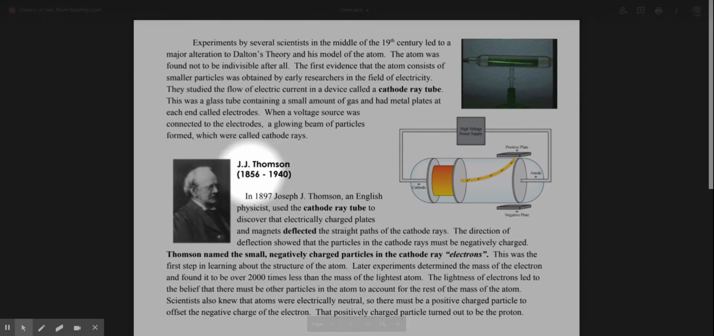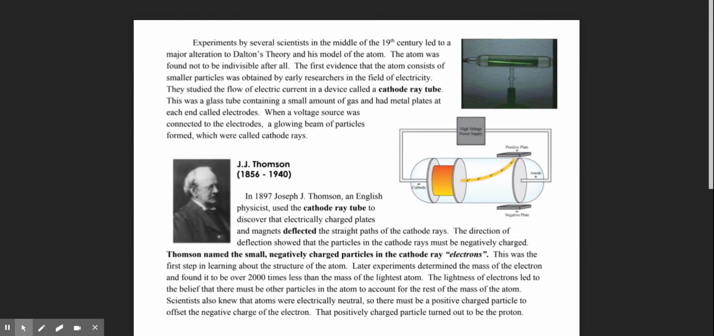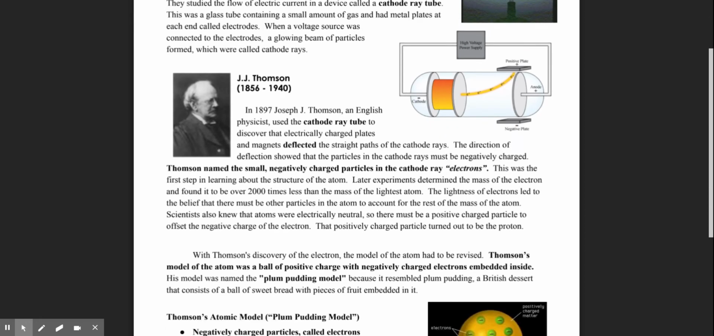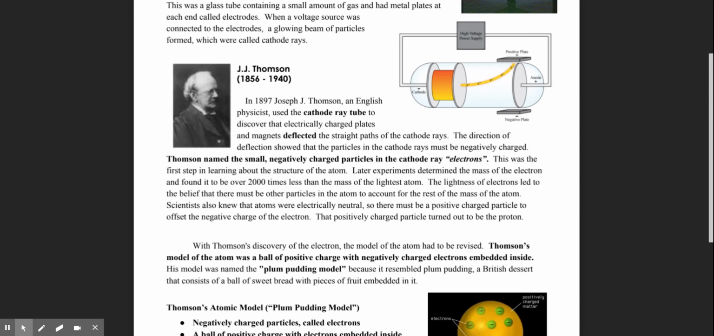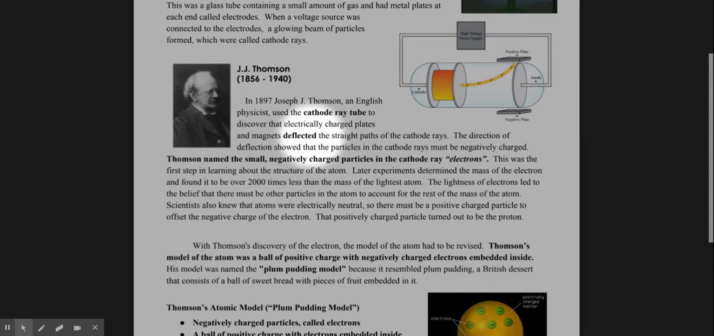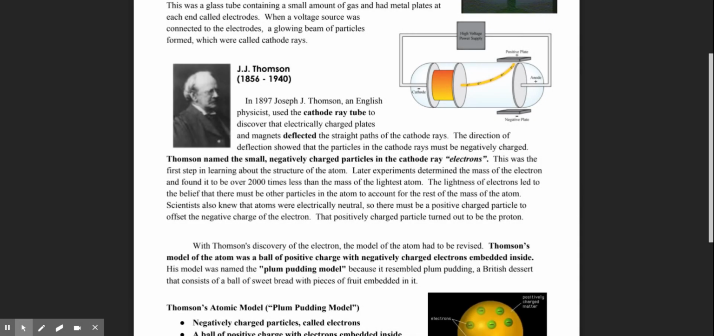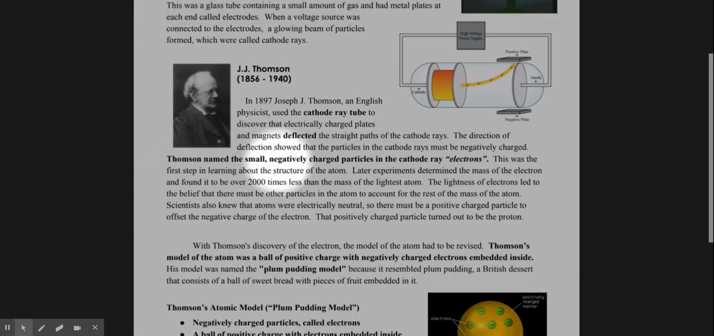J. J. Thomson. In 1897, Joseph J. Thomson, an English physicist, used the cathode ray tube to discover that electrically charged plates and magnets deflected the straight paths of the cathode rays. The direction of deflection showed that the particles in the cathode rays must be negatively charged. Thomson named the small negatively charged particles in the cathode ray electrons.